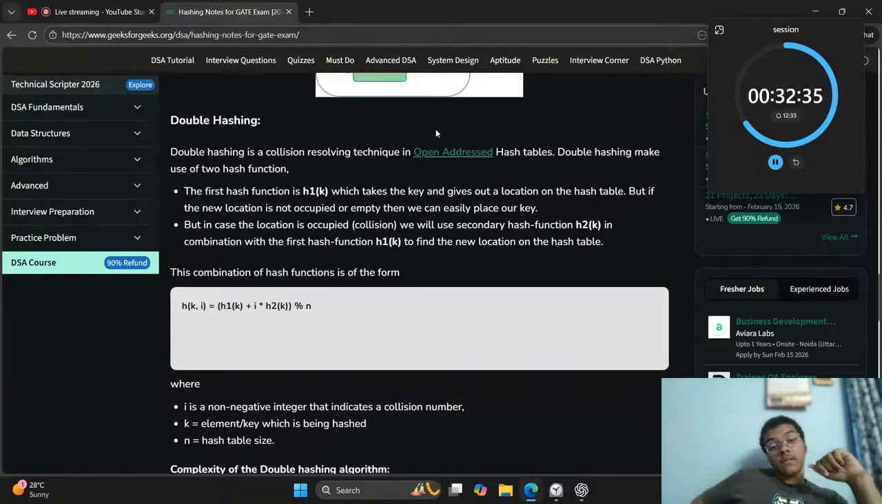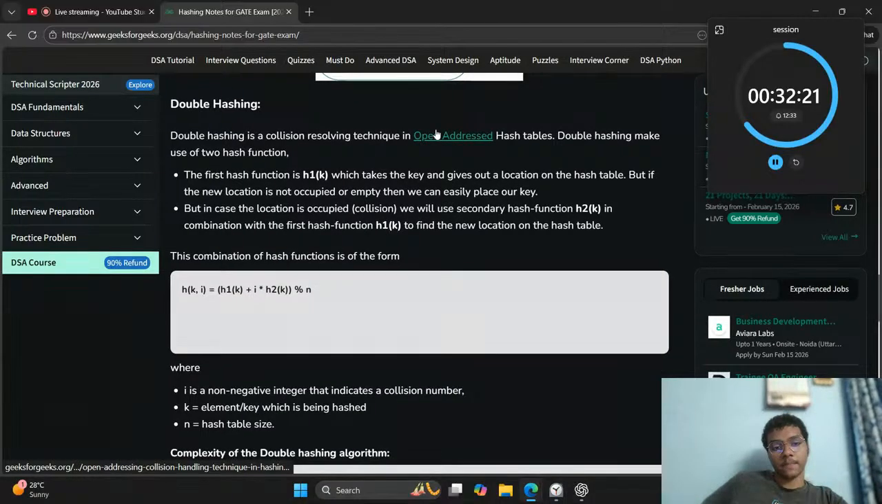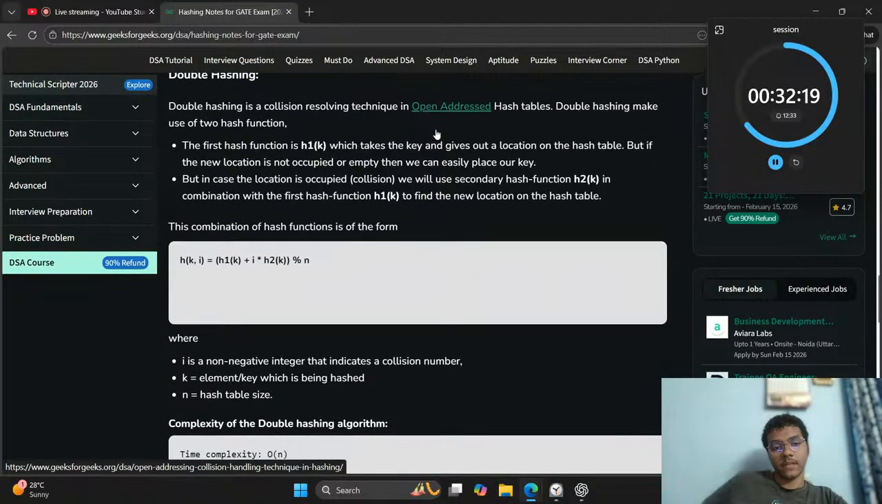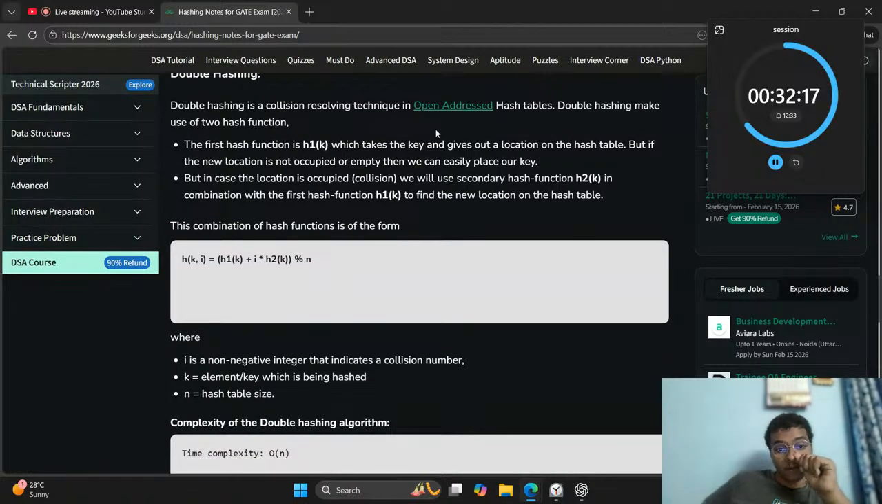Double hashing is a collision resolution technique in open addressed hash tables. Double hashing makes use of two hash functions. The first hash function, h1(k), takes the key and gives out the location in the hash table. If the new location is empty, we can easily place our key. But if the location is occupied, a collision, we use a secondary hash function h2(k) in combination with the first hash function to find a new location in the hash table.